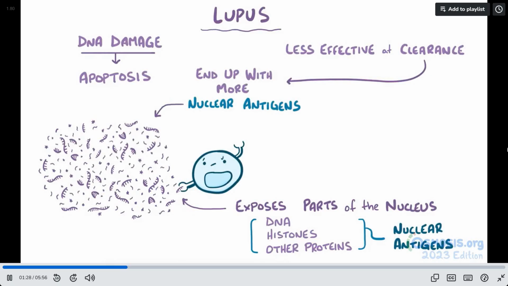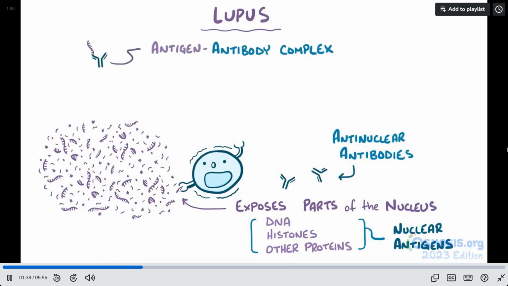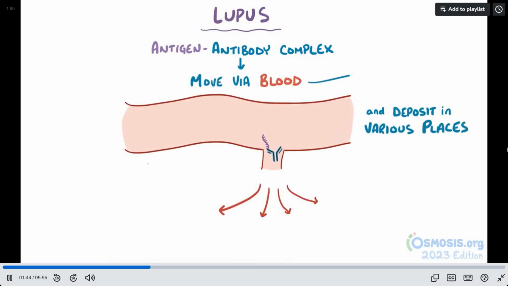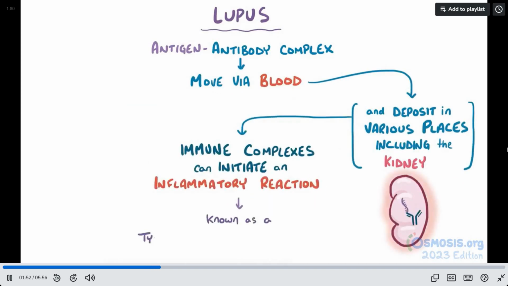So as a result of all this, these cells start producing antibodies against these pieces of nucleus, which are called anti-nuclear antibodies. These anti-nuclear antibodies bind to nuclear antigens, forming antigen-antibody complexes, which drift away in the blood and deposit in various places, including the kidneys. These immune complexes can then initiate an inflammatory reaction, which is known as a type 3 hypersensitivity reaction.